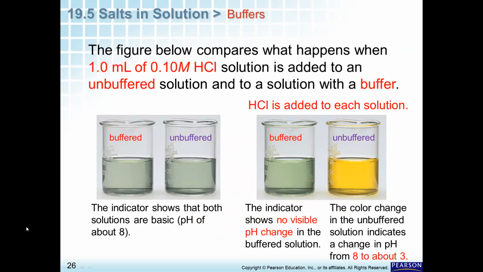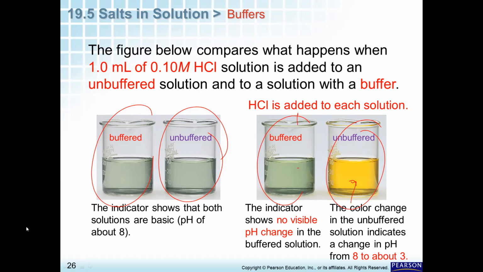This is just an example to show you what is the difference between a buffer and unbuffered. This is unbuffered and this is buffered. شو يعني unbuffered؟ يعني ما فيش فيه buffer. وهذا فيه buffer system. When we add to that 10 milliliters or 1 milliliter, as a matter of fact, of one molar HCl, شوف شو صار. هذا تغير لونه الأصفر وهذا ظل اللون نفس الشيء. Which means that in the case of the buffered, the pH did not change, while in the unbuffered, it is changed. So you can see that even with your eyes, using an indicator, you can see how the unbuffered solution changes, why we need this kind of system.